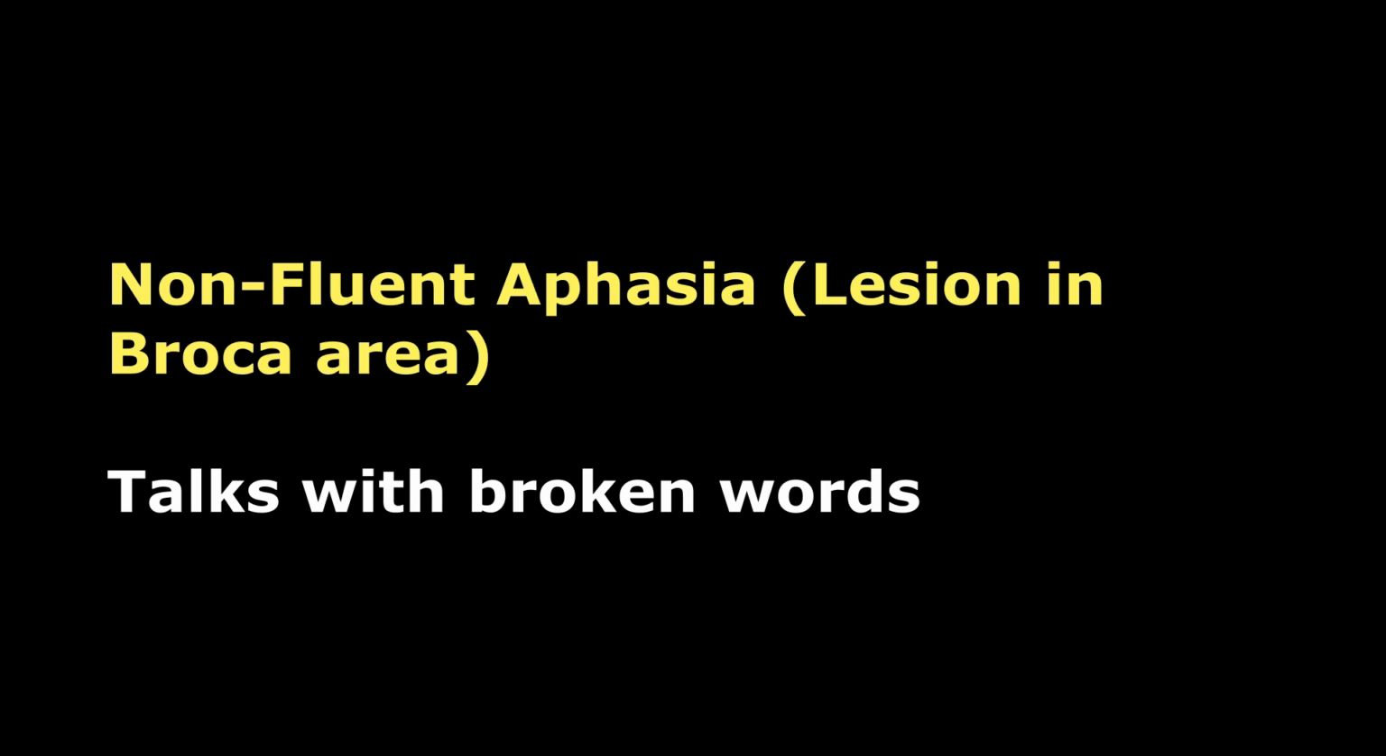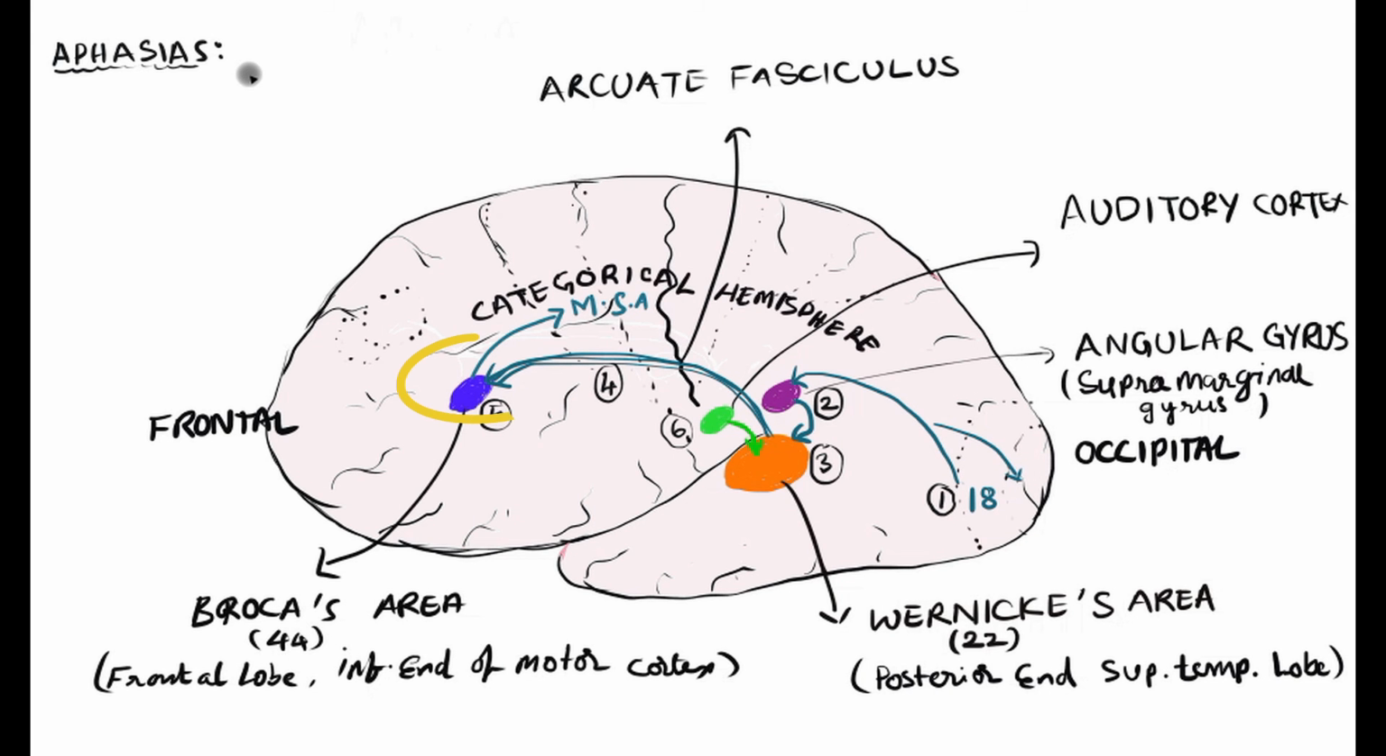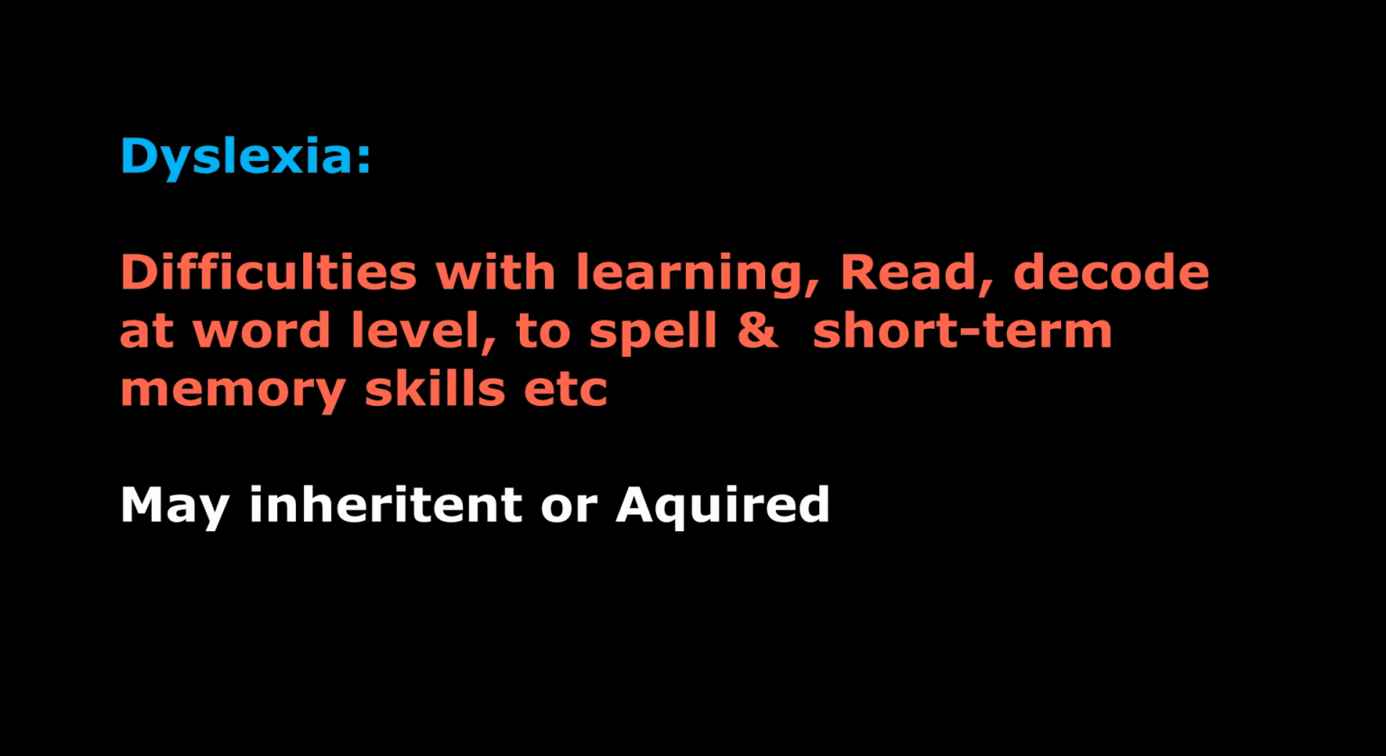The non-fluent aphasia, a lesion in Broca's area, is the difficulty in production of language, because Broca's area is a motor area for language production, and the person can speak only with great difficulty and few words. And dyslexia is a difficulty with language, reading, decoding and intelligence, seen in 5% of children, and may be inherited or acquired.